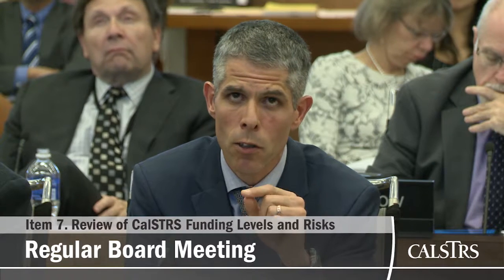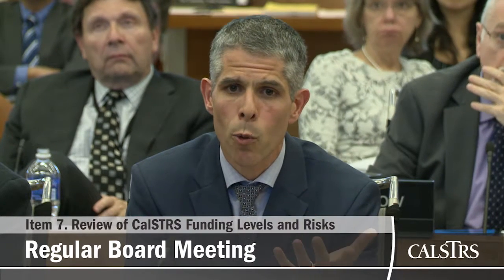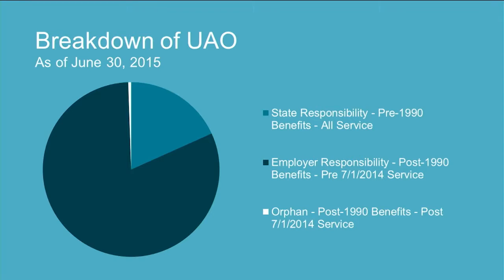And here on this chart, we're showing you the breakdown of our unfunded actuarial obligation today. The dark blue is what the employers are responsible for. The light blue is the state. And the sliver of white there is the portion for which, as a board, you have no authority today to adjust contribution rates to pay for this. So the issue is that if we were to have years where the assumptions are not met, that white sliver here could increase.